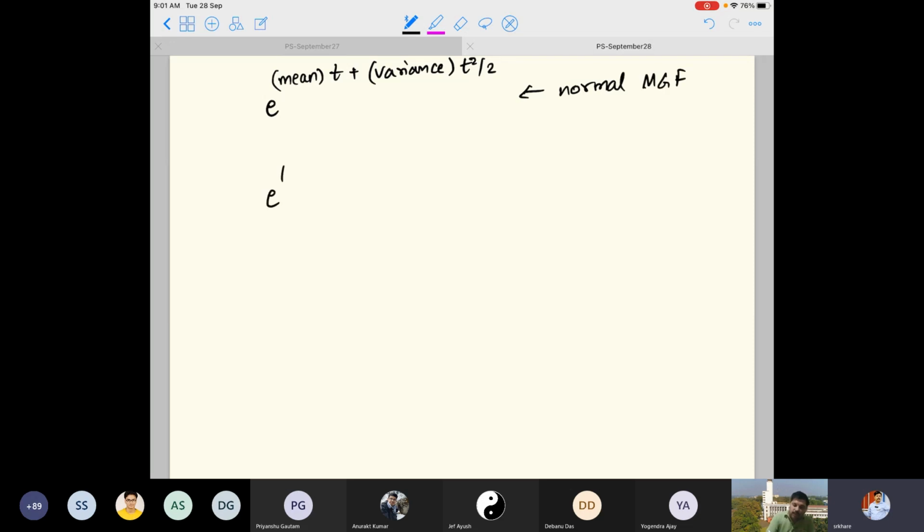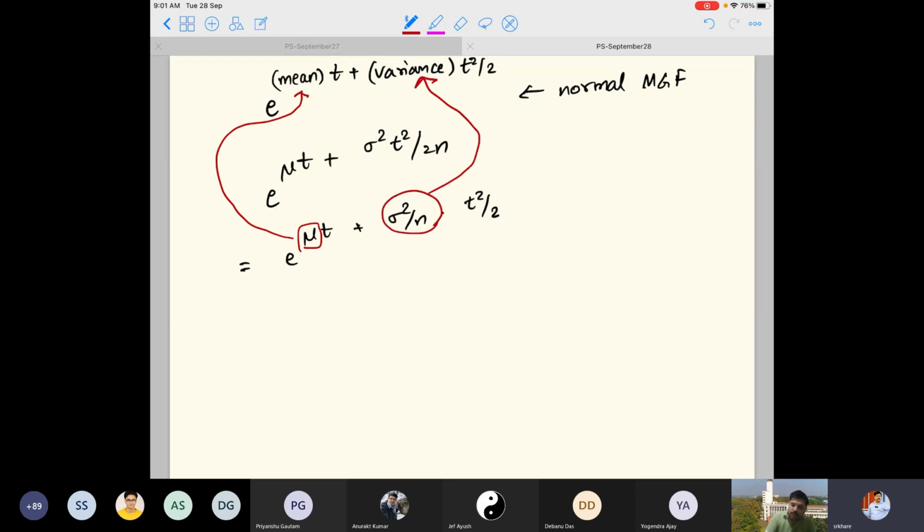What is the MGF we had? The MGF we had was e to the power mu t plus sigma square t square by 2n, right? That's what we had. So this you can write down as e power mu t plus sigma square by n into t square by 2, right? So this is your mean mu and this sigma square by n is your variance, and you have this form, so it has to be a normal random variable with two parameters, mu and sigma square by n. So that means that x bar follows normal with mu and sigma square by n.